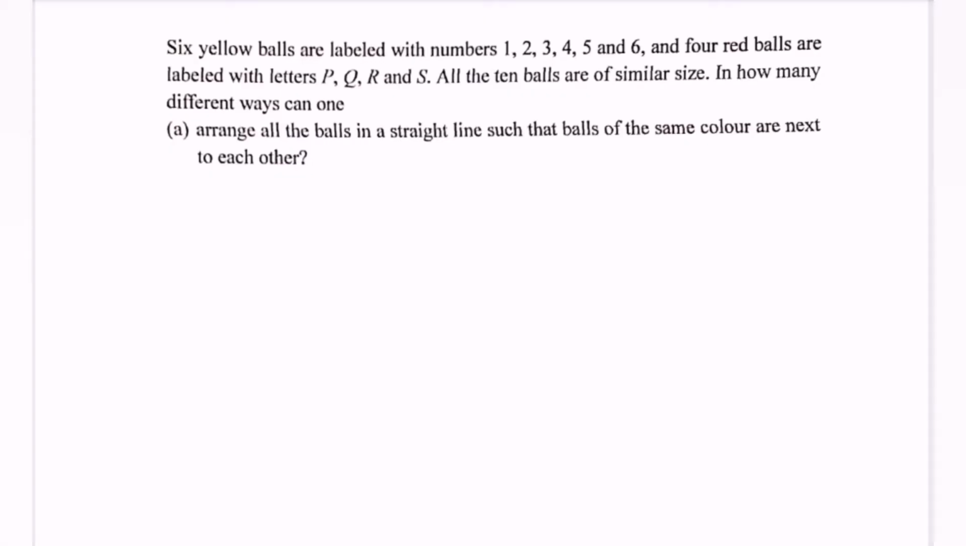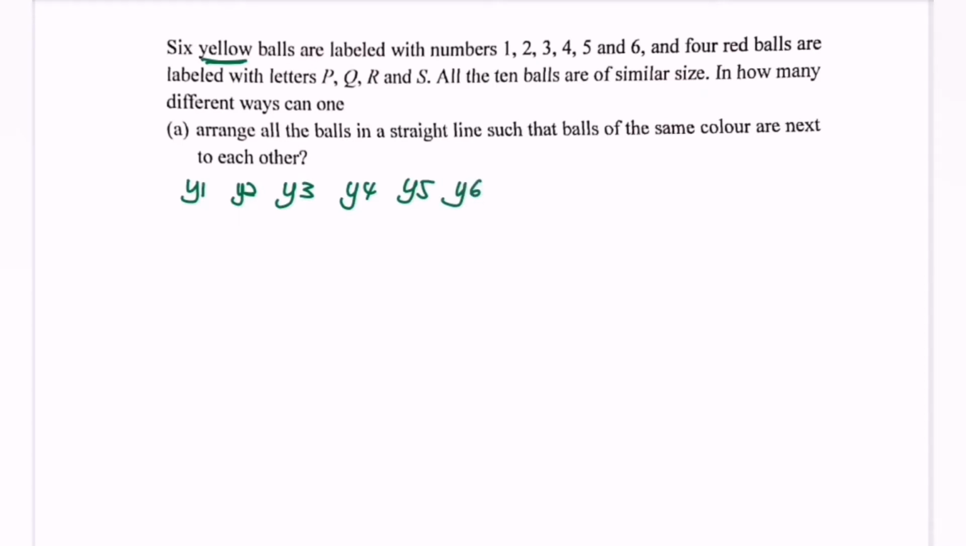Hello everyone, in this video I'm going to discuss the example for permutation and combination. So kindly refer to the question: 6 yellow balls. In here we have the keyword: yellow balls are labeled with the numbers 1, 2, 3, 4, 5 and 6. So kindly name the situation. We have Y1, Y2, Y3, Y4, Y5 and Y6.